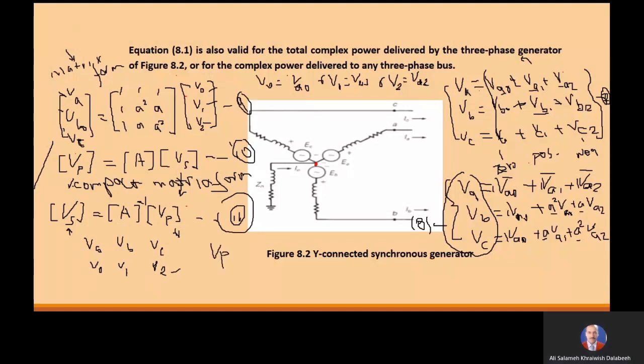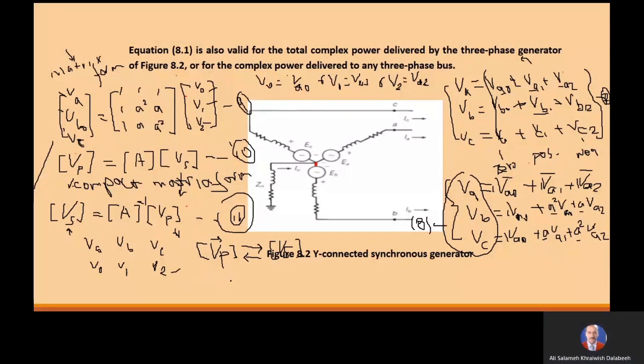So by means of equations 10 and 11, we can find phase voltages from the sequence quantities. Also, we can find Vs, the sequence quantity, from the phase voltage. So we can convert the phase quantities to sequence quantities or vice versa. We can obtain the phase quantities from the sequence quantities.